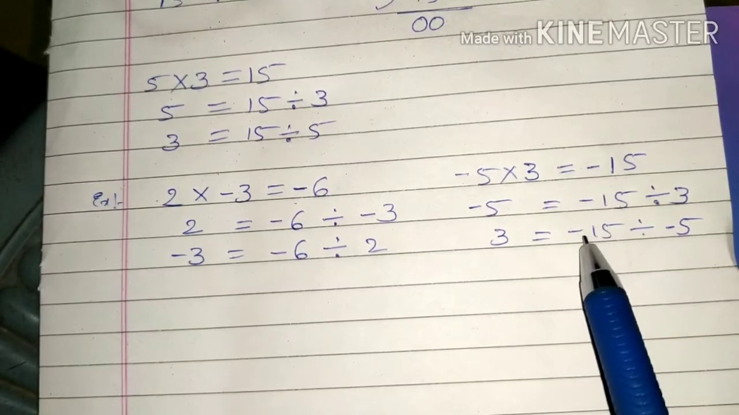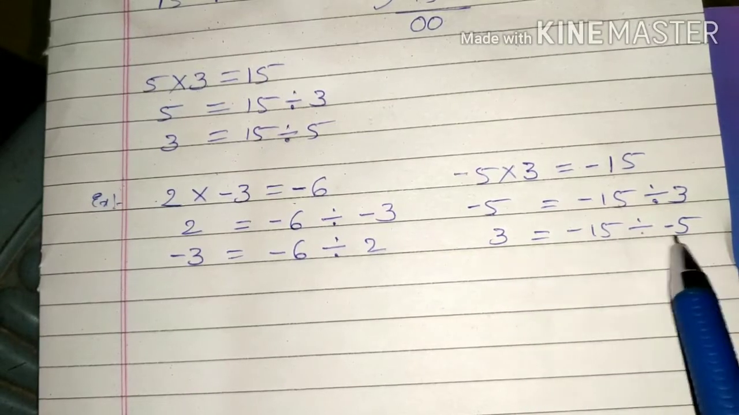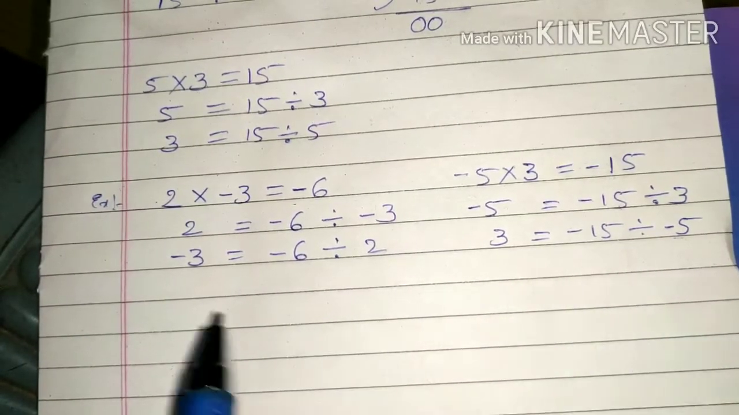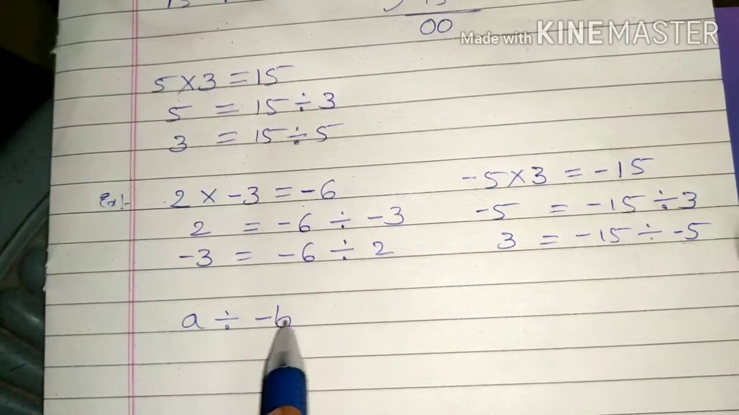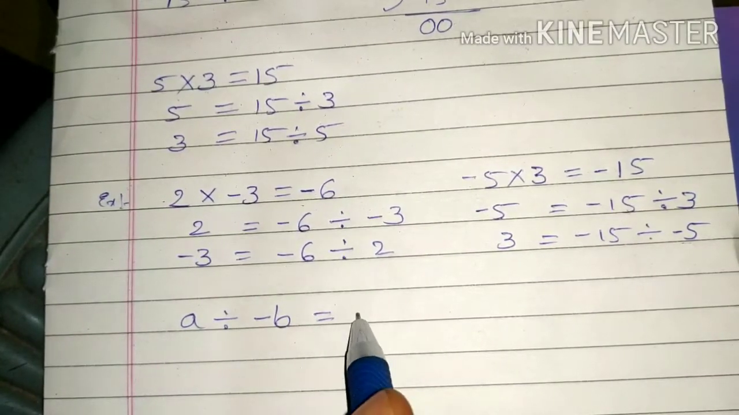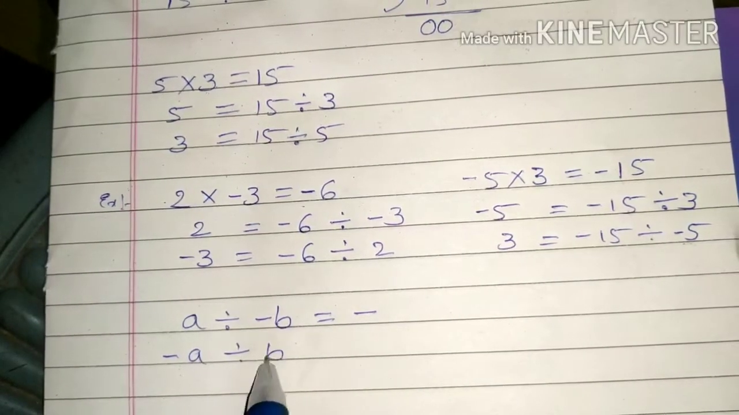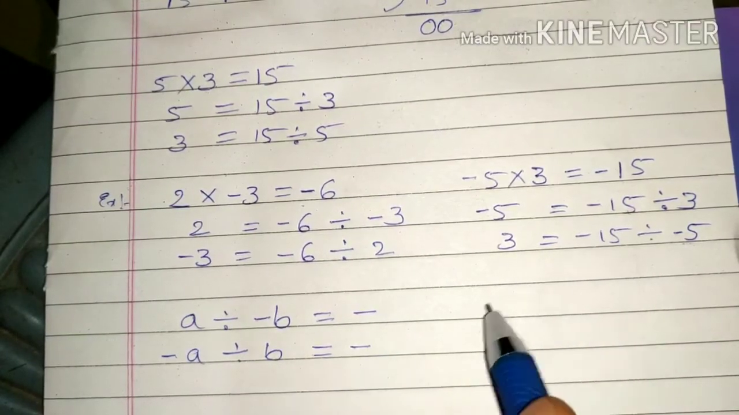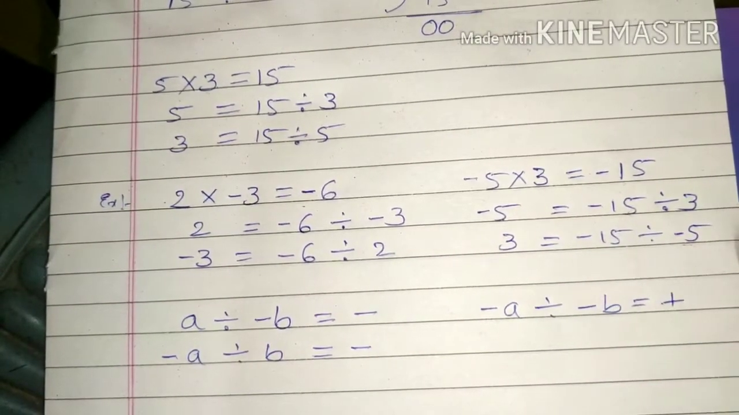In the same way, if both numbers are negative, then the answer will be positive. For division of two negative integers, you divide like whole numbers and put a plus sign, though usually we do not write the plus sign. So in general, if you divide a positive number by a negative number, the answer is always negative. If you divide a negative number by a positive number, the answer is also minus. And if you divide a negative number by a negative number, the answer is positive.